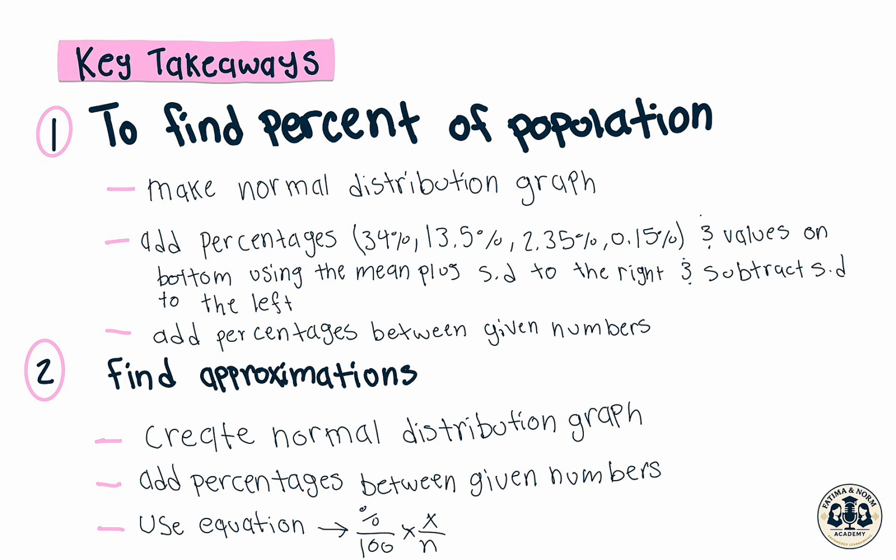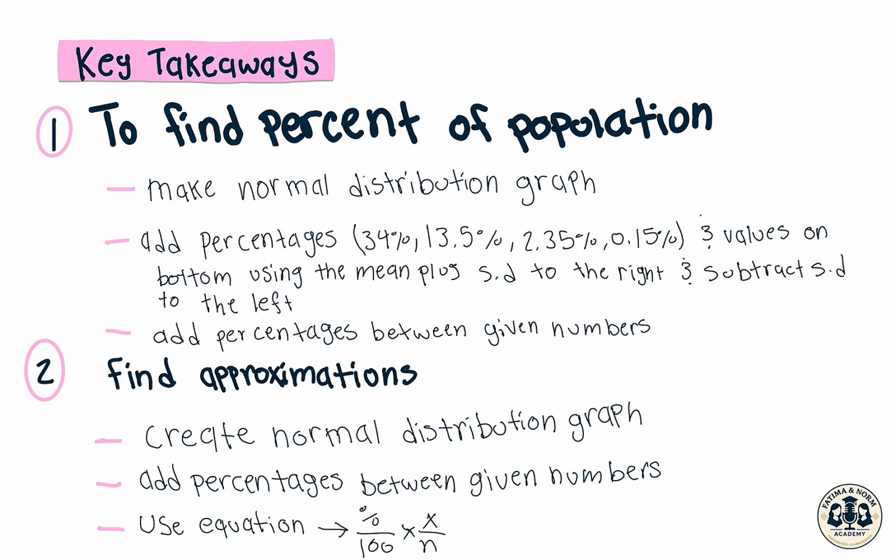So finally, to finish off, we have the key takeaways of this lesson. Beginning with the simpler part of just finding the percent of the population that is asked for, you just make the graph and then you add the percentages to the graph that we talked about. Again, 34%, 13.5%, 2.35%, and 0.15% on each side. The values should be the same for the percentages, and then you add the bottom using the mean and the standard deviation. You either subtract or add it based on the side that it is at. Finally, you add the percentages of the numbers that you are given in the problem.